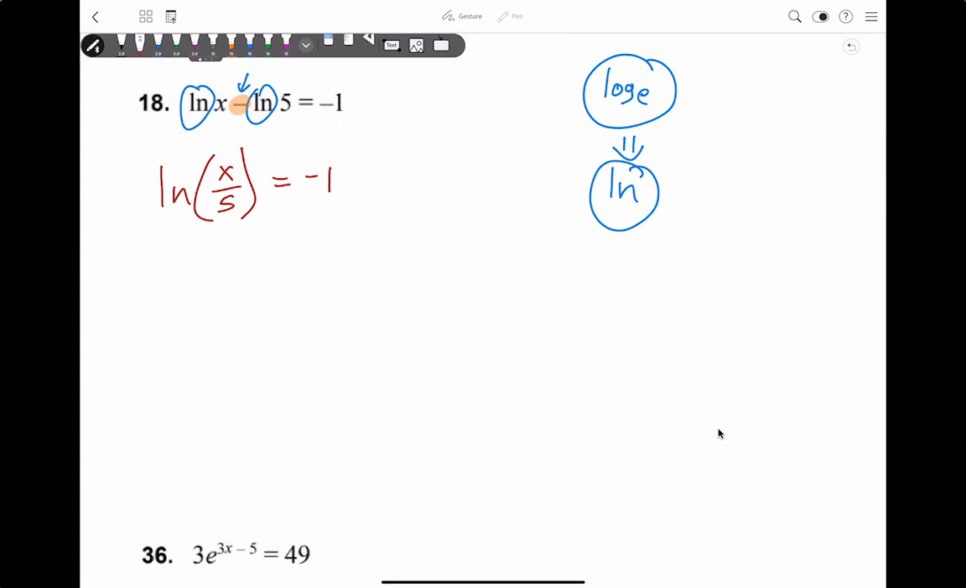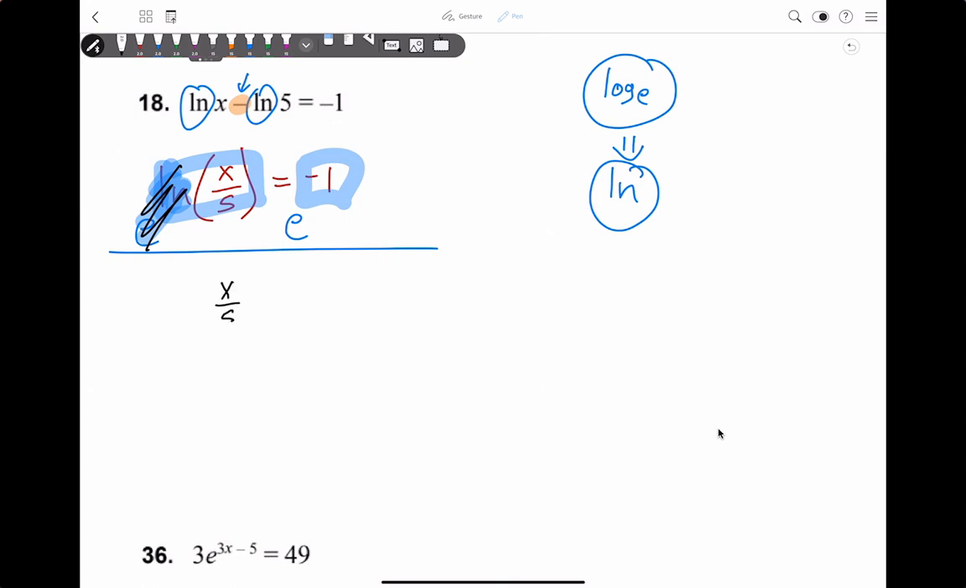Well, how do you get rid of this natural log? You're going to apply a base e to both sides. There's your ground level, and these are now powers. So e to the power of natural log, those cancel, and I'm just left with x over 5 on ground level. And e to the power of -1, you could write it like that, or 1 over e to the positive 1. That's just manipulation with negative exponents.